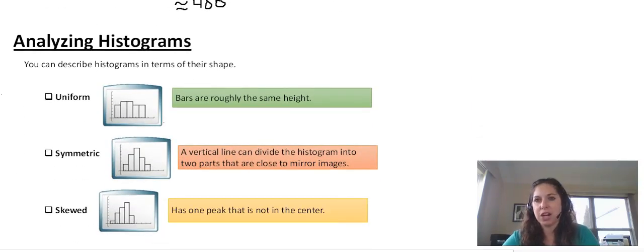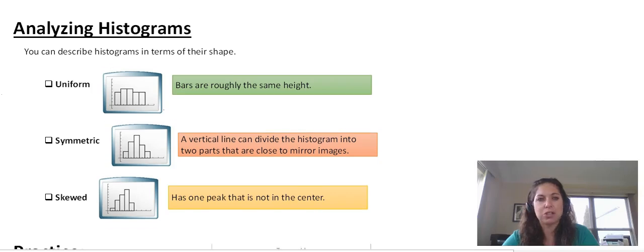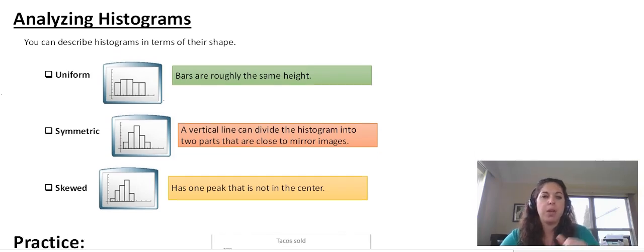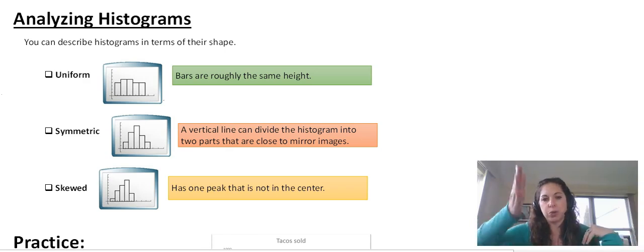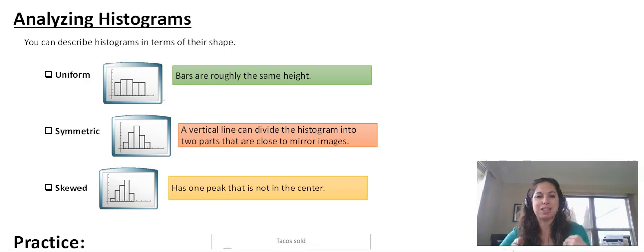With histograms, there are ways we can analyze. There's 3 common shapes. We have uniform, symmetric, and skewed. Uniform is when the bars are roughly the same height. So if you see here, each of my bars, they're close to being the same height. Symmetric is when if I drew an imaginary line down the middle of my histogram, I could fold it in half and it kind of mirrors itself, kind of like a butterfly.